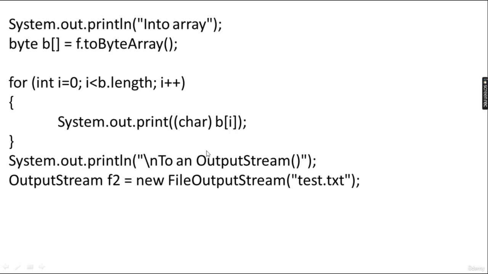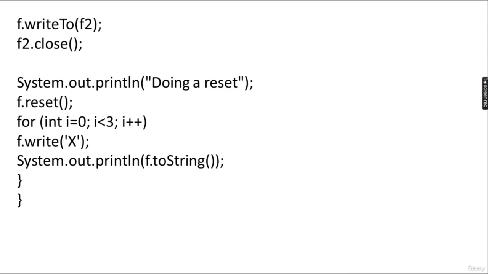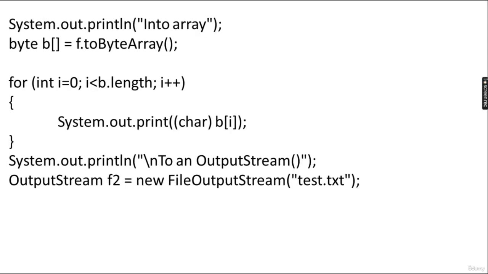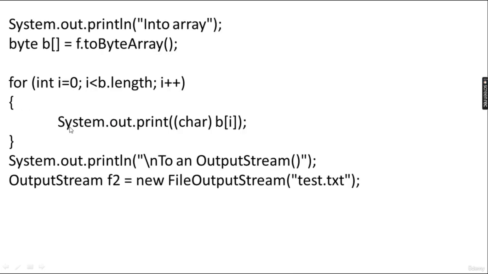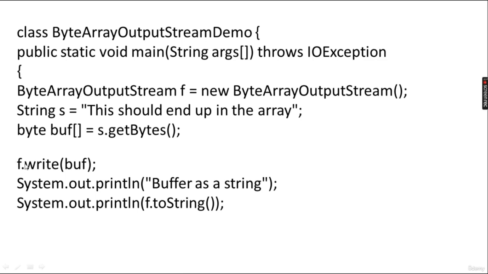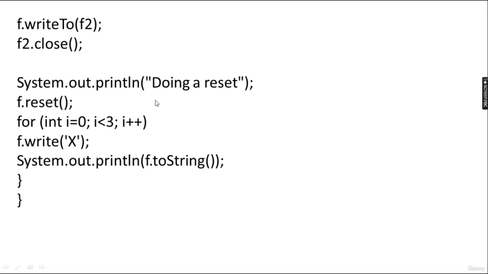Then to an OutputStream, new FileOutputStream, test.txt. Then write to the particular f2. So whatever we have read, f.writeTo(f2). What is f over here? This is f, that is, the ByteArrayOutputStream object, and it writes to file f2. Whatever is there will be written to the particular file, and the file will be closed with f2.close. Then again reset, and from 0 to 3, f.write(x) and f.toString.